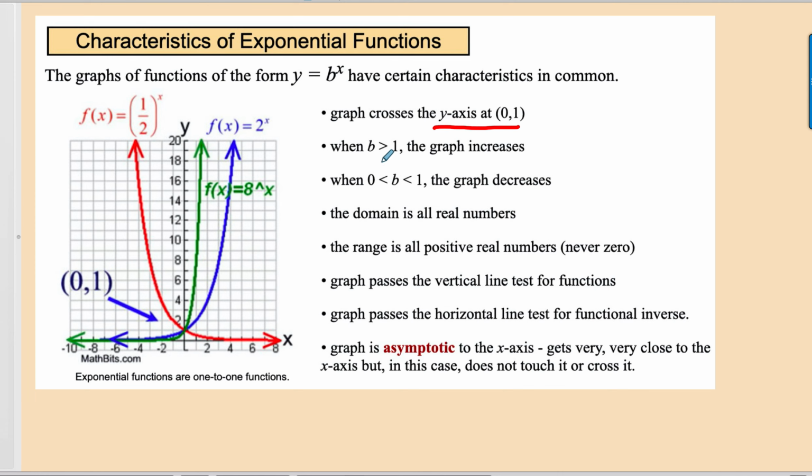When b, the base right here, is greater than 1, it's an increasing function. If b, this number here, is between 0 and 1, it's a decreasing function. We call it decay. The domain is all real numbers. The range is positive real numbers. It doesn't get to be 0. It passes the vertical line test, so it's a function, and it passes the horizontal line test, which means it has an inverse.